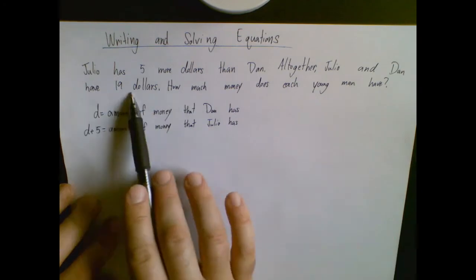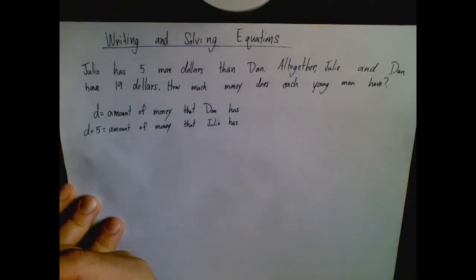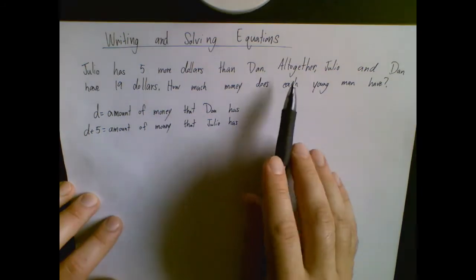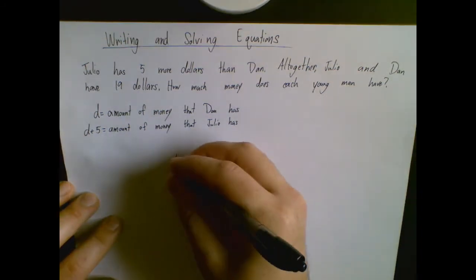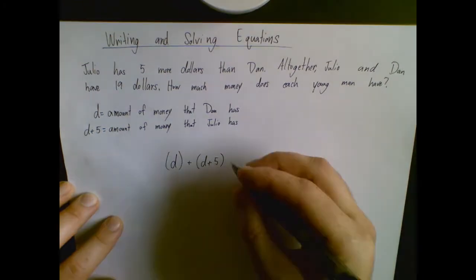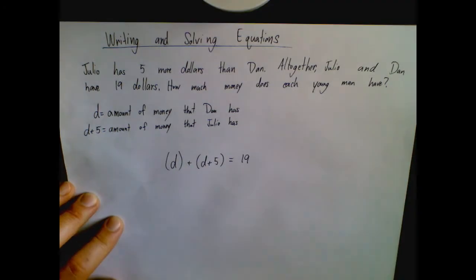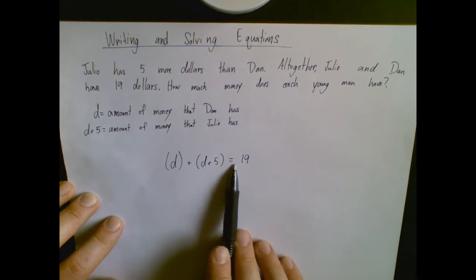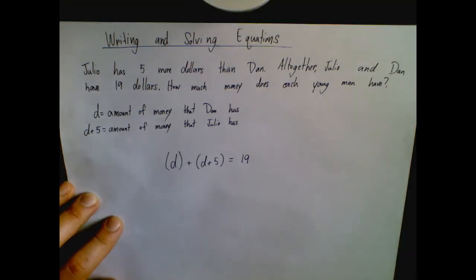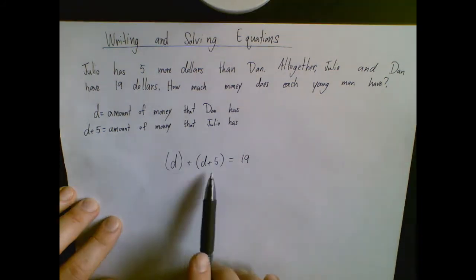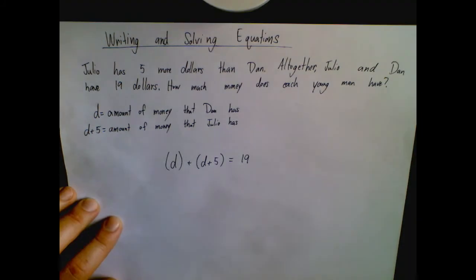Altogether, Julio and Dan have $19. So when it says altogether, we have to figure out what operation that is. Is that addition, subtraction, multiplication, division, etc.? In this case, altogether means addition. So I'm going to have D for Dan's money plus D plus 5 for Julio's money, and altogether they have $19. So it's going to be equal to 19, and that's where this changes a little bit. If you have an expression, that means no equal signs. If you have an equation, you have to have an equal sign somewhere. So if I add these together, it comes out to equal 19.